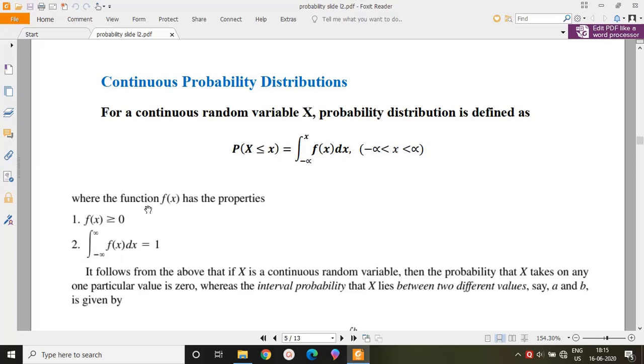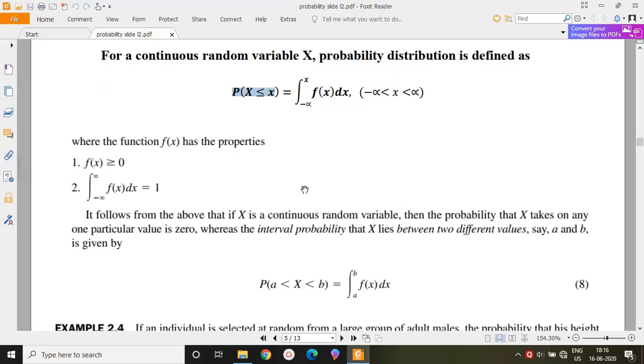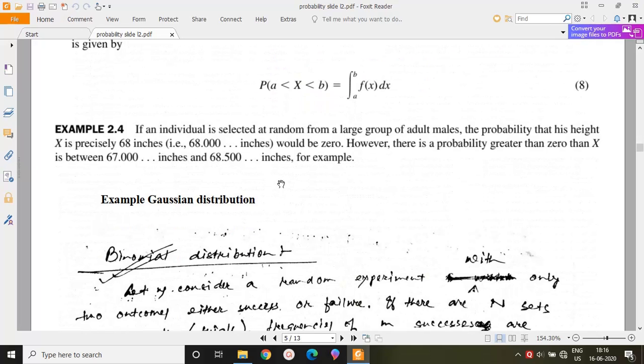I would like to point out an important thing here: you cannot get the probability for a specific value, capital X equals x. You see that it is defined as probability of capital X less than or equal to x, integrated over minus infinity to x. In continuous probability distributions, it is meaningless to find probability for a particular value. This you will understand by the following example.